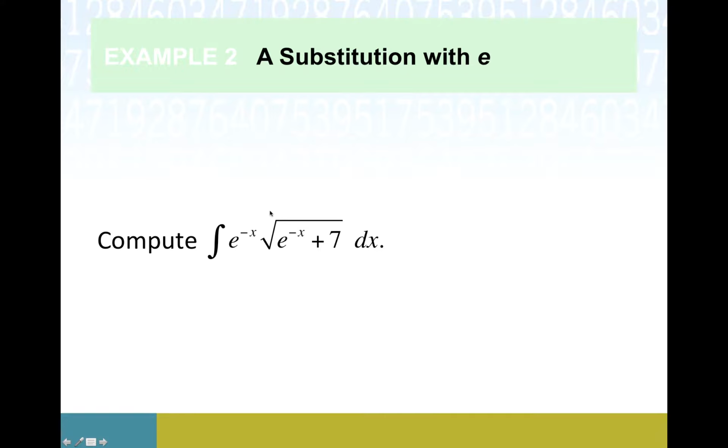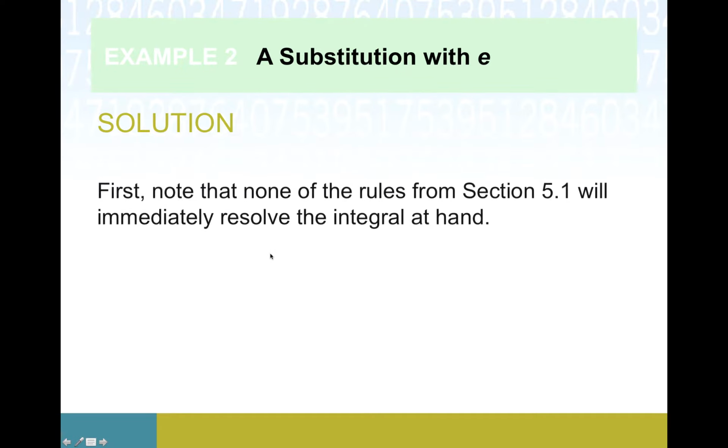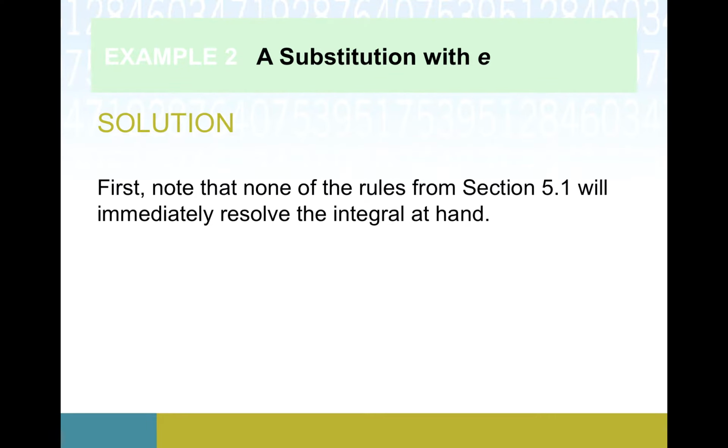So here, we want to compute this. So in other words, find the family of antiderivatives for this e to the negative x radical thing. Okay, so just to put concretely, observe that if we just looked at power rule and all that stuff, exponential rule, we wouldn't be able to tackle this.